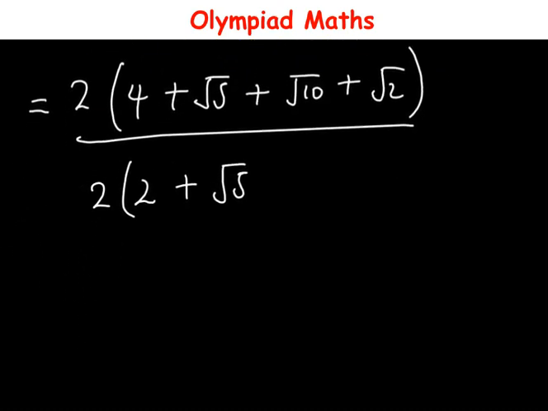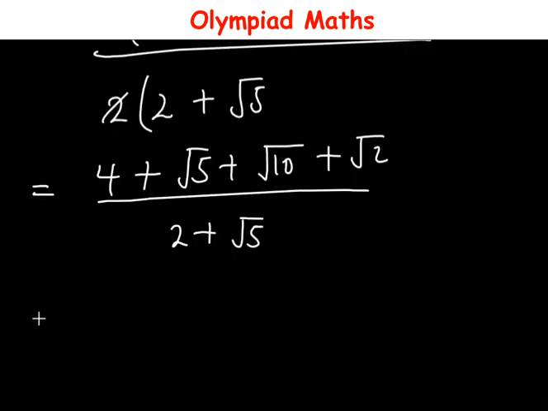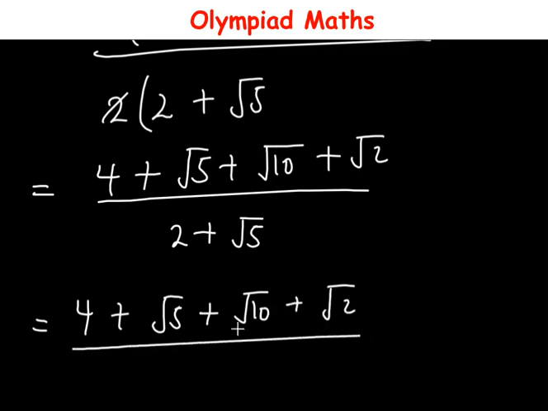Now from here, this is equal to 2, we divide this 2, we have 4 plus root 5 plus root 10 plus root 2, all divided by 2 plus root 5. So this is then equal to 4 plus root 5 plus root 10 plus root 2 all over. Let us then rearrange the denominator. So this becomes root 5 plus 2.